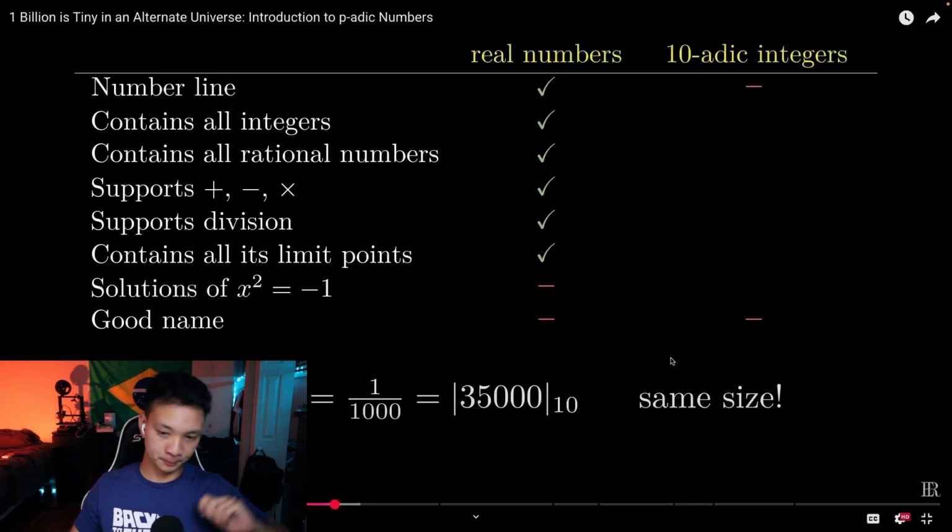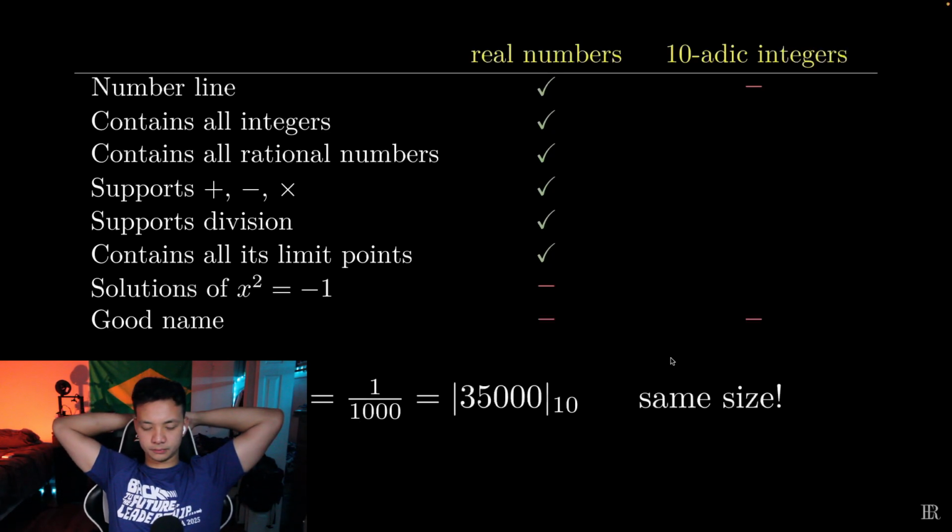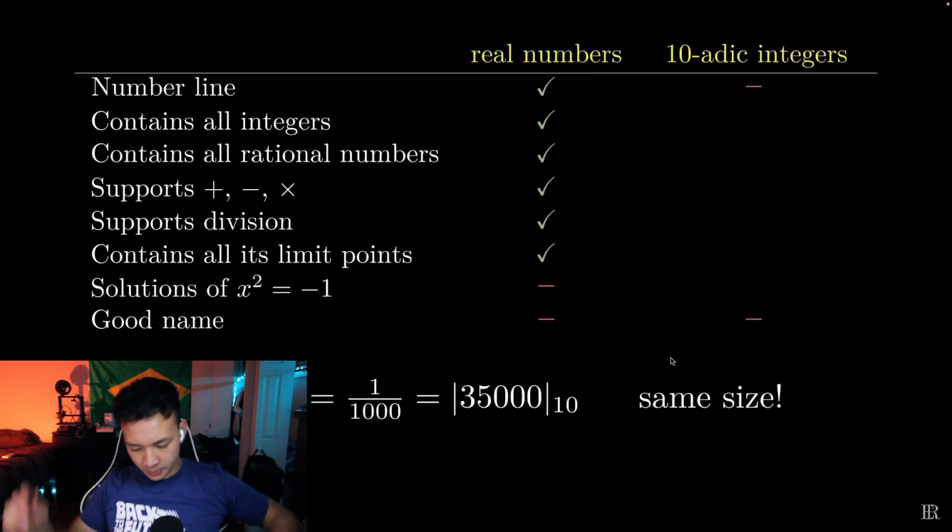Since there's no 10-adic number line, there are no notions of positive and negative. This lack of a simple geometry makes the 10-adic integers counterintuitive. So we'll need to rebuild our intuition before we can maneuver comfortably in this bizarre place.